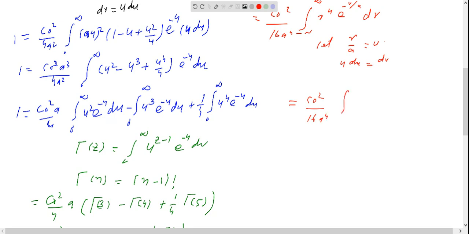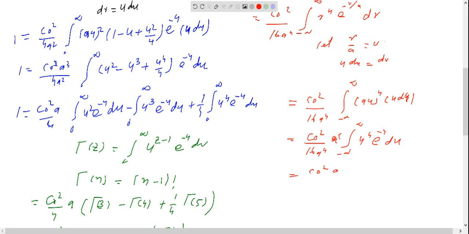So we put in the integral and we get c naught square out of 16 a to the power 4 into the integral of a u to the power 4 e to the power minus u du. So this integral is c naught square 16 a 4 into a 5 integral of u to the power 4 e raised to the power minus u du, and this integral is from 0 to infinity.